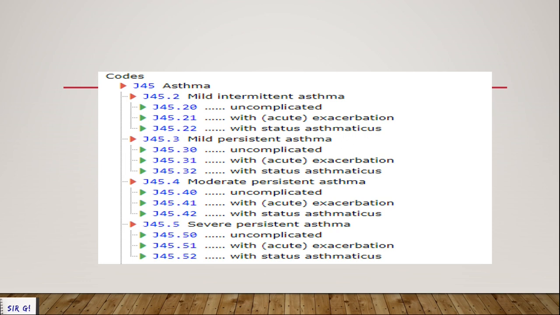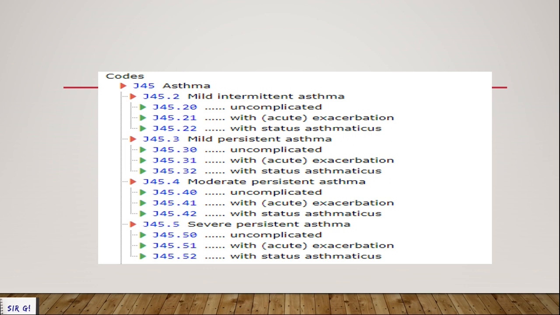Obviously, when we say uncomplicated, there's no complication of your asthma right now. When we say acute exacerbation, we will be discussing that later on. When we say status asthmaticus, your condition is no longer responding to the medication. So please be careful when you have your asthma and don't overdose your medication, because that may lead to status asthmaticus.